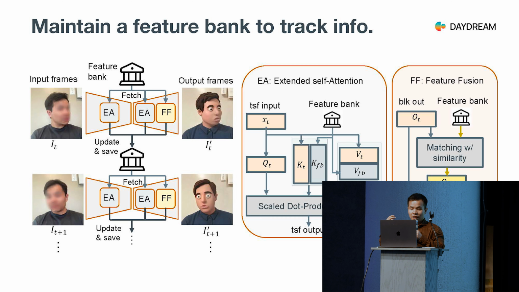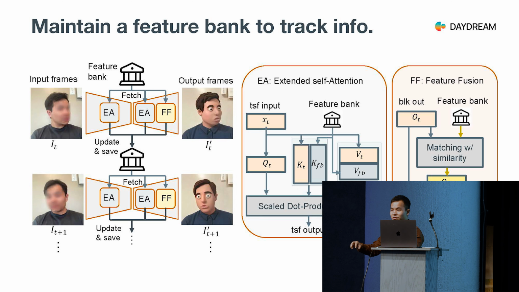This is standard attention, right? We get an input XT, get Q, K, V, and do the attention operation. Here we have a feature bank, which stores the information of the past frames. We can fetch the keys and values of the past frames, concatenate them with those of the current frame, and do the scaled dot product. This is the extended self-attention.